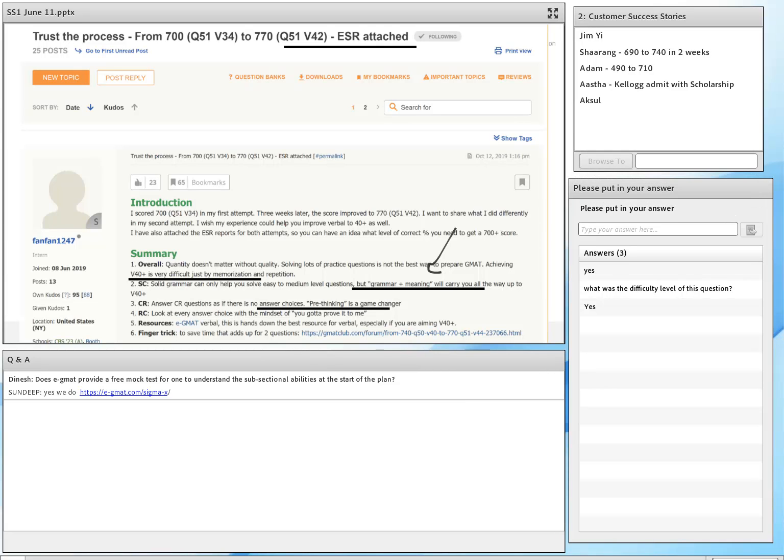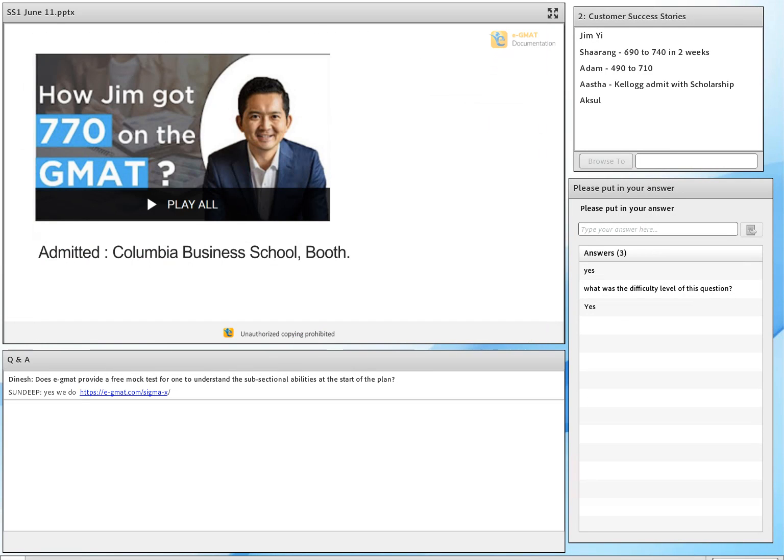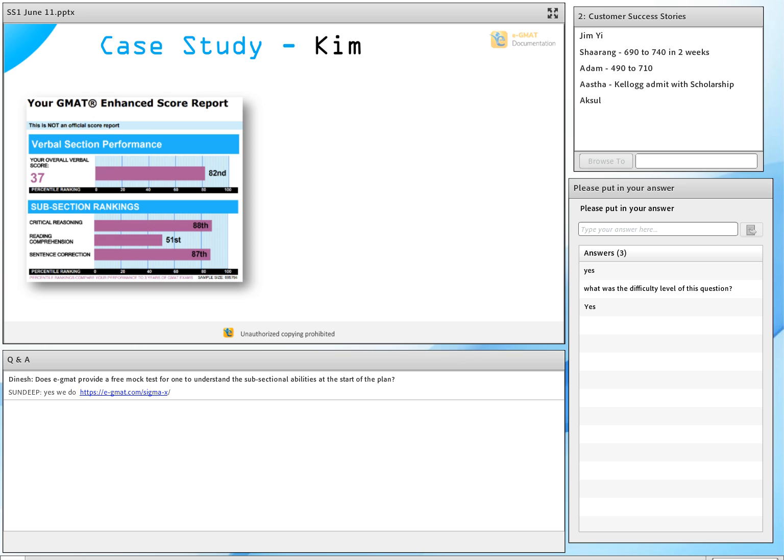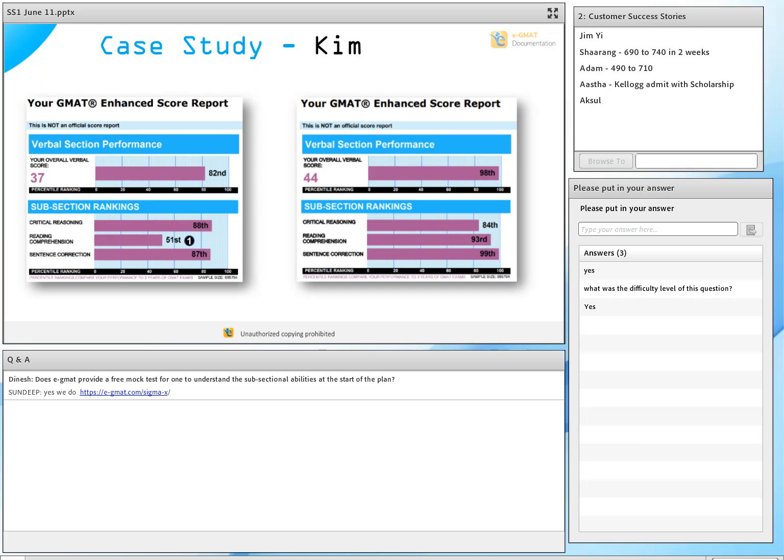And then similarly in CR, it's about pre-thinking. Okay. Kim, very similar story. Problem in reading comprehension, really good abilities over here, and we helped her excel in reading comprehension as well. And again, refining to perfection also helped her get the highest possible score in sentence correction.